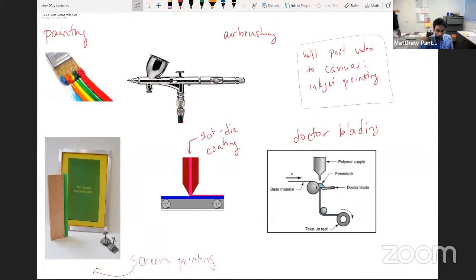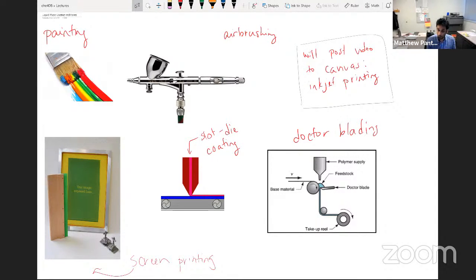At the bottom, that's an image of screen printing. You can buy kits for that. This is how people apply patterns to T-shirts. It's also used industrially for labeling things, all sorts of applications there. So a couple of the ones in the bottom middle and right you might be less familiar with, and these are often used for coating polymers.